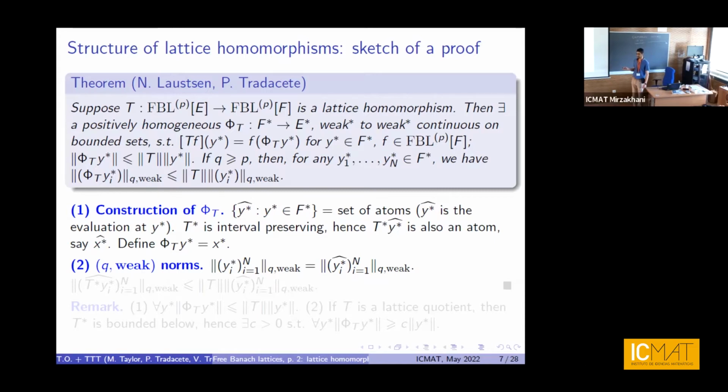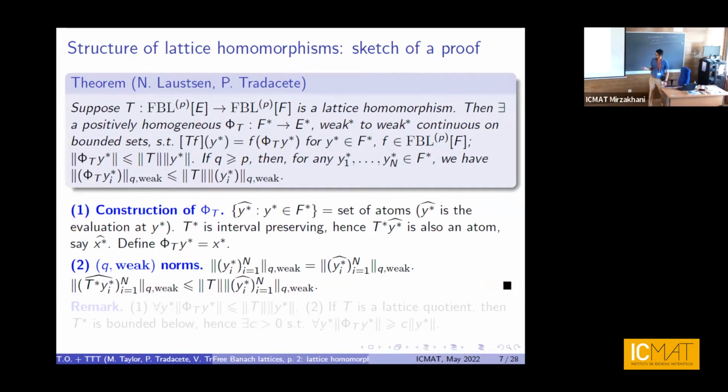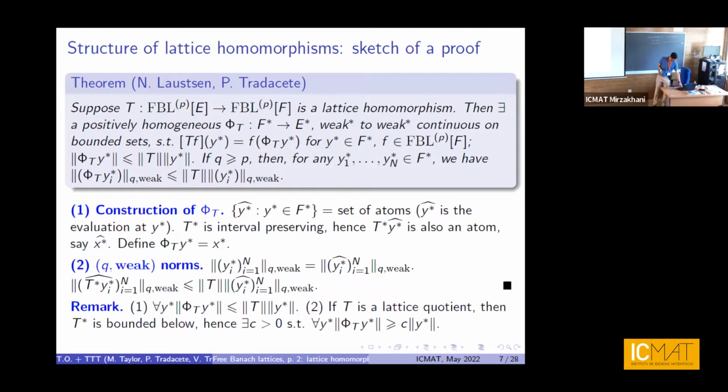And these evaluation functions here, they are now not in the dual of F star, but in the dual of the three Banach lattices built on F. And then, of course, the norm of T star is the same as the norm of T, and therefore this will hold. And this is essentially the end of the proof, or the end of the brief sketch of the proof.